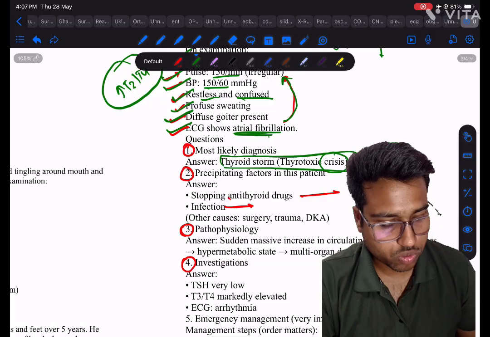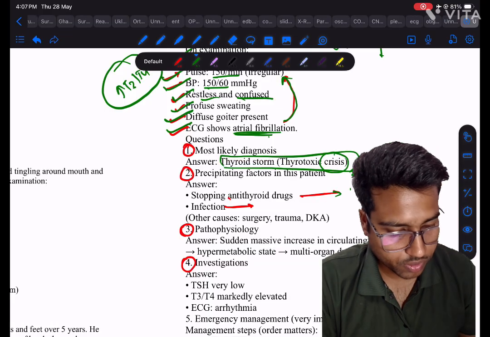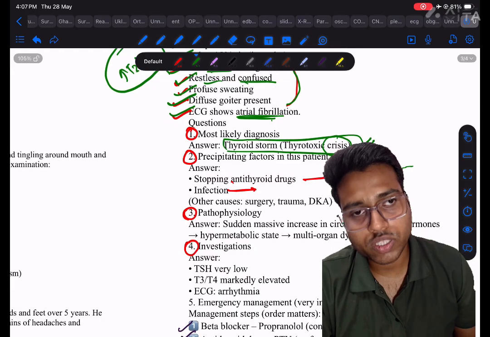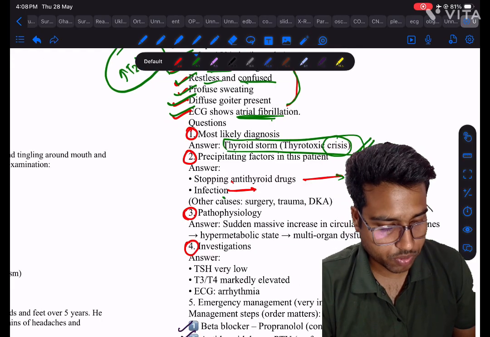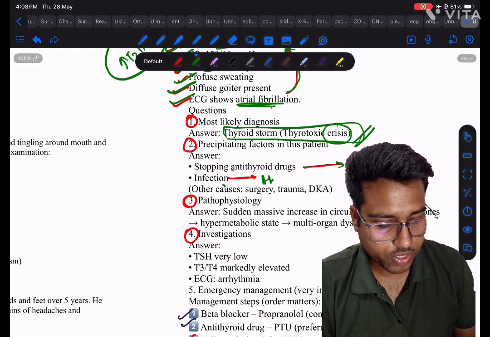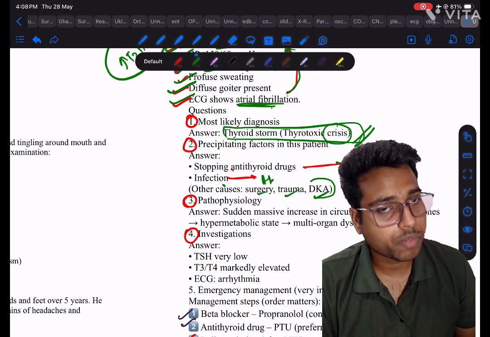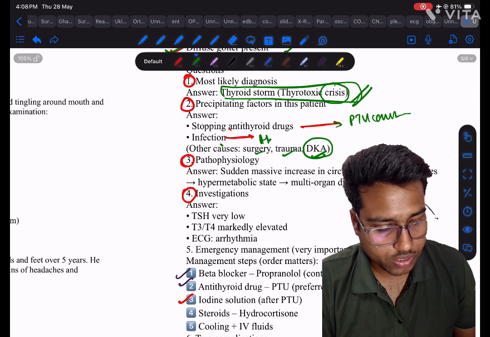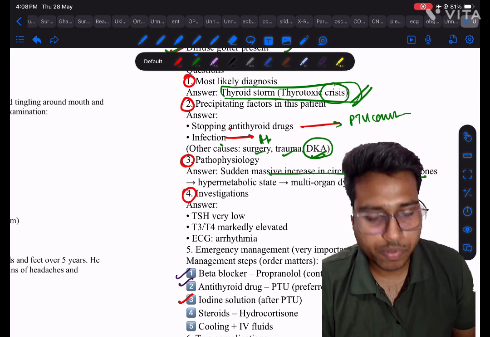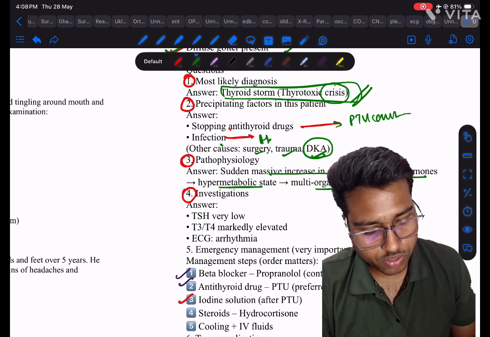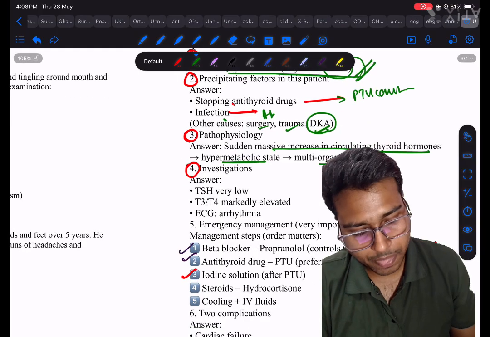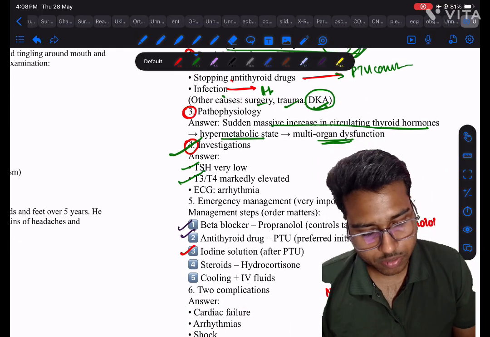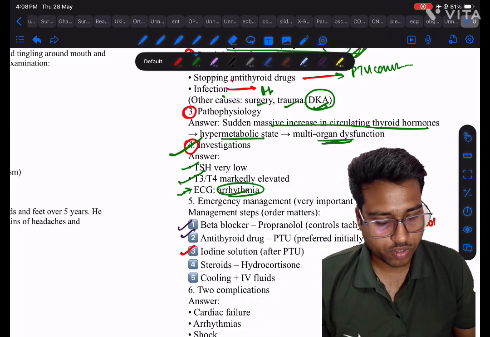What will be treatment? So obviously antithyroid drugs हो, वही PTU, कार्बीमाजोल, मेथीमाजोल वैसे देंगे हम लोग. अब इन्फेक्शन हुआ था, इन्फेक्शन हम लोग ट्रीट करने के लिए बस एंटीबायोटिक्स देंगे हम इसको. अदर कॉज क्या, सर्जरी हो गई, ट्रॉमा हो गया, डायबिटिक कीटोसिस, इसको मैंने पढ़ाया था, तुम्हें पढ़ना है इसको. पैथोफिजियोलॉजी क्या यहाँ पे, सडन इंक्रीज इन सर्कुलेटिंग हार्मोन्स, हाइपर मेटाबॉलिक स्टेट आ गया इसमें, तो मल्टी ऑर्गन डिस्फंक्शन होने लगा इसमें, समझ गए. इन्वेस्टिगेशन क्या है यहाँ पे, TSH लो एंड T3 T4 हाई, ECG में अरिथमिया, ओके.